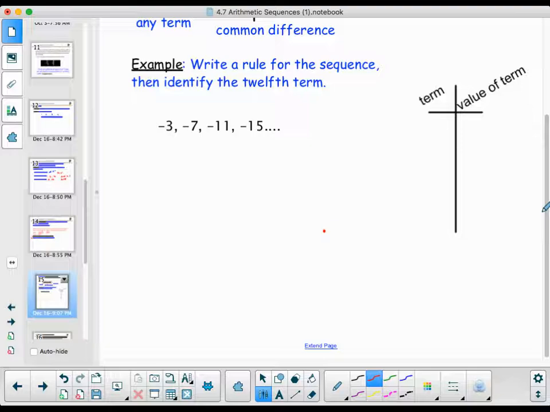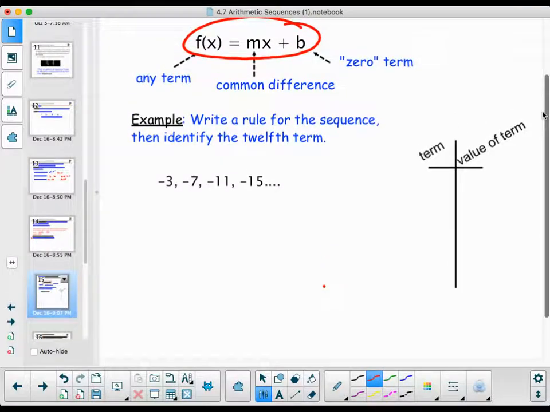So first thing I like to do for writing my rules is throw those numbers into a table. So I've got my first term being -3, my second term being -7, the third term, and so on. The next thing I like to do is leave a space for 0. Because if you notice, the b value is considered the 0 term. I like to leave that space in my table because it's going to help me to write my rule.